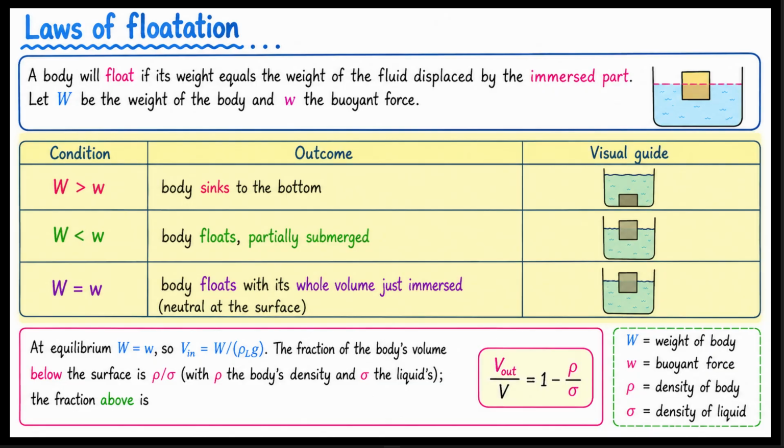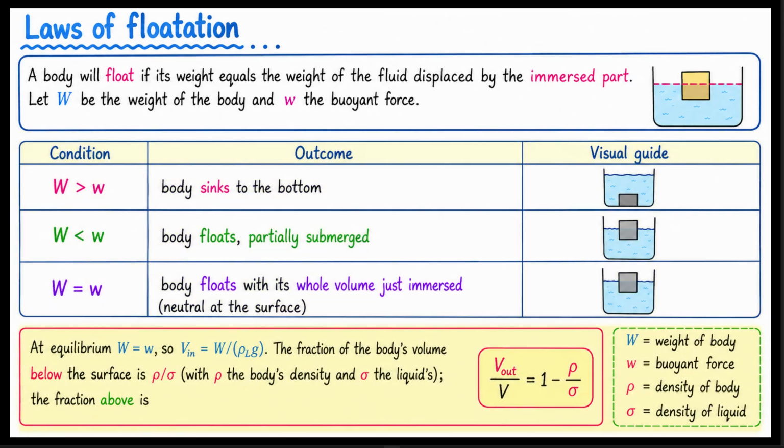If W is greater than W, the body sinks all the way to the bottom. If W is less than W, the body floats with only part of its volume submerged. If W equals W, the body floats exactly at the surface with its whole volume just immersed. That is neutral equilibrium at the free surface.